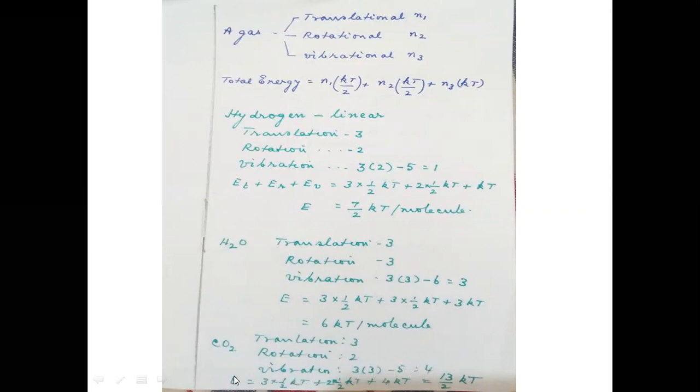So total energy is 3 into half kT for translation, 2 into half kT for rotation, and then 4 kT for vibration. So totally 13/2 kT per molecule. So this is how the total energy of the system is calculated.